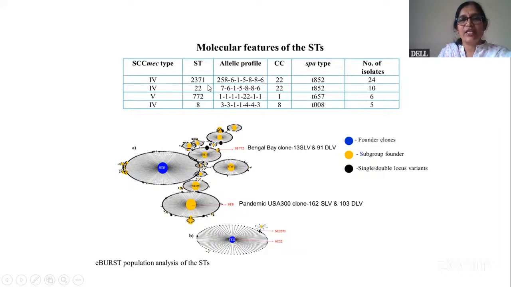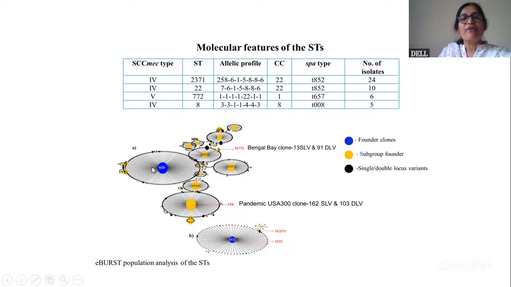And finally, when we put all the results together, we see here the SSC MEC types, the class 4 type, the sequence type, the allelic profile, then the complex, and also the SPA type and number of isolates. So finally, we could conclude the different clonal types we have got, and this was generated by eBURST, that is the population for sequence types. Here we can see the STs, the founder clones, are shown in blue, and yellow shows the subgroups, and the black ones show single or double locus variants.